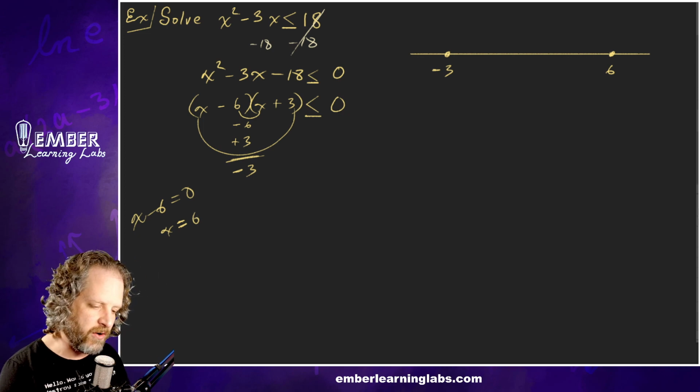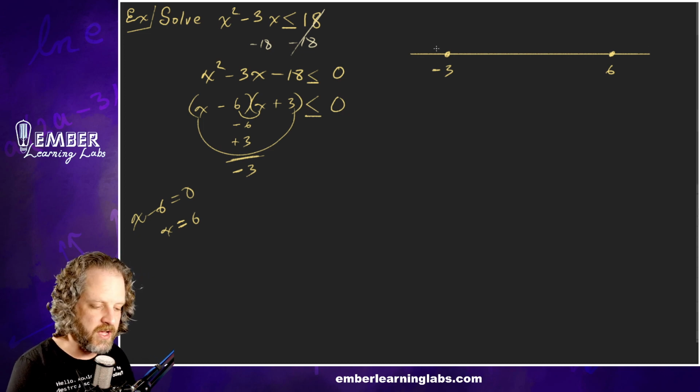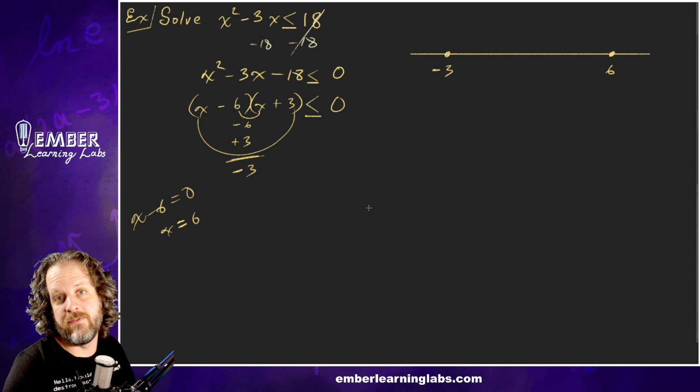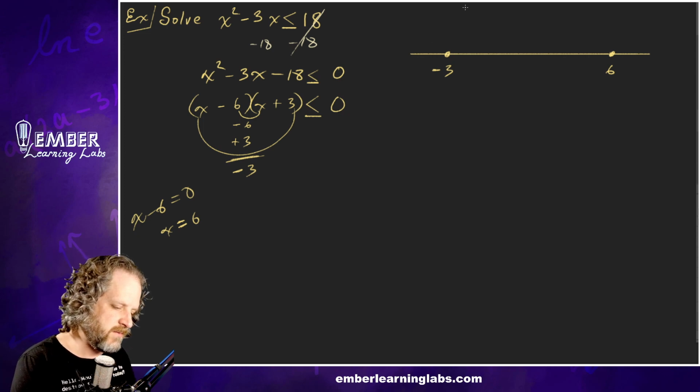Now we need to check this interval and this interval and this interval. So what are we going to plug in from over here? How about negative 4? You see what we're doing? We're just kind of thinking through things, just picking easy stuff.